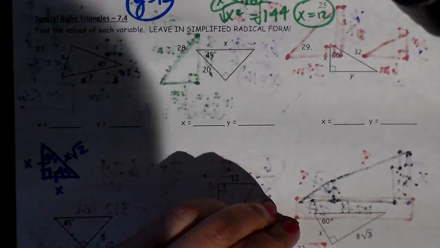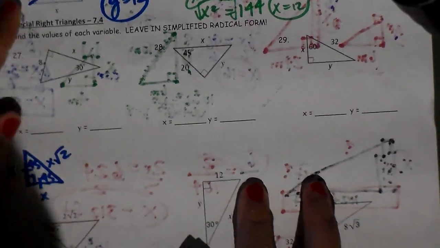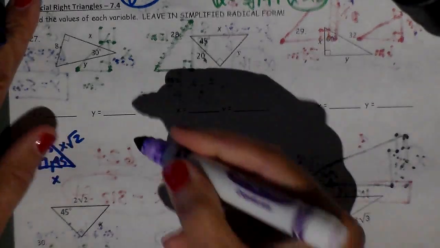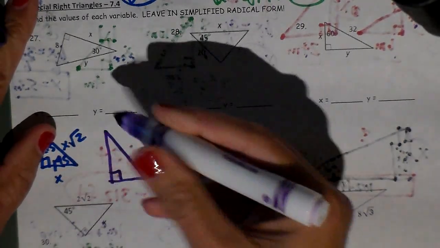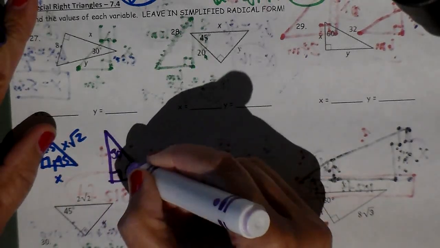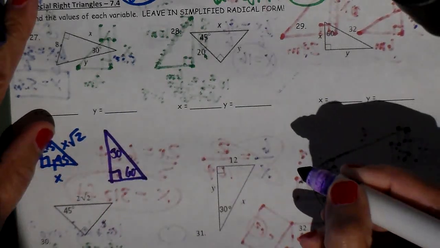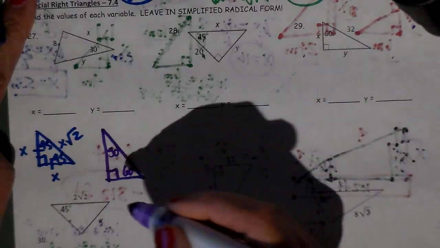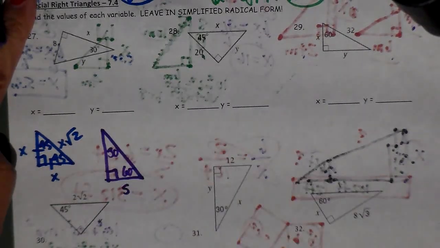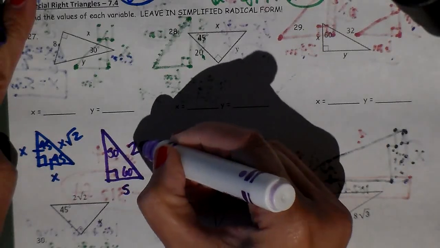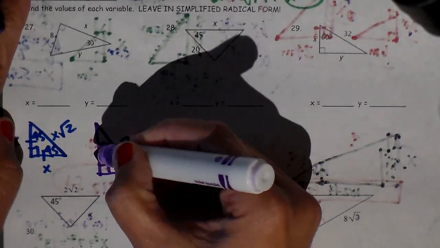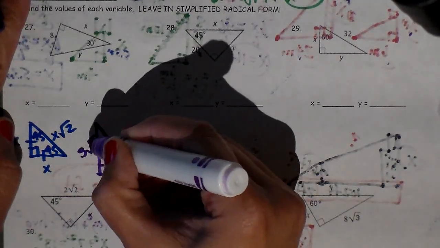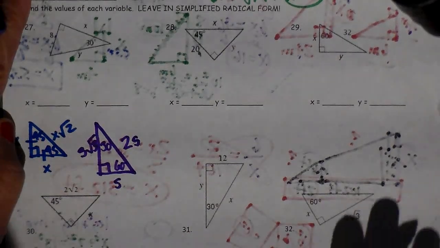For the 30, 60, 90, sorry, the paper's moving a little bit. The 30, 60, 90 is 1/2 of an equilateral triangle, okay? Now in a 30, 60, 90, the ratios are: the small side is here, the hypotenuse is twice the small side, and the side across from the 60 is the small side times square root of 3. So those are our patterns.